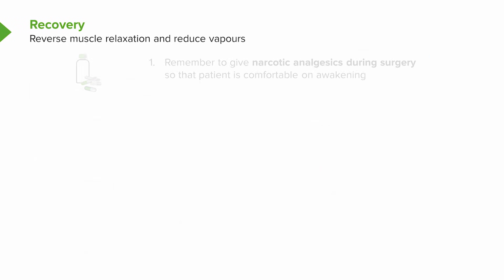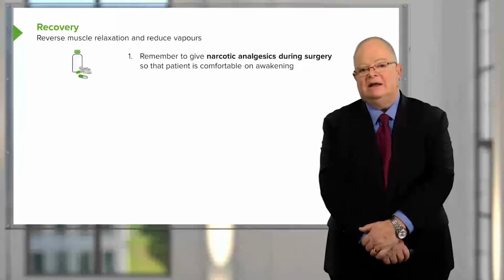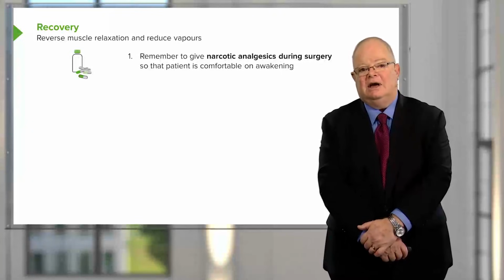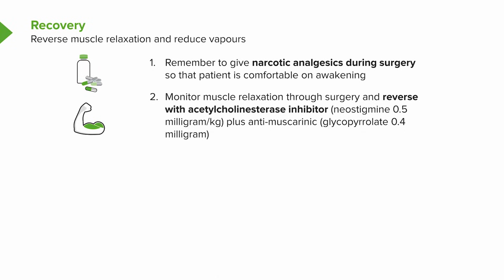Reversing muscle relaxation. We talked about reversing muscle relaxation in a previous lecture. But as an overview of anesthesia in general, and maintenance of anesthesia leading up to recovery, remember to give narcotic analgesics during surgery so that the patient is comfortable when they awaken. Many of us give a little extra right at the end of surgery so that as the patient is waking up, they'll have a minimum of pain. Monitor muscle relaxation through surgery and reverse it, usually, because it's not expensive, with an anticholinesterase inhibitor such as neostigmine, and you have to add in an antimuscarinic such as glycopyrrolate.